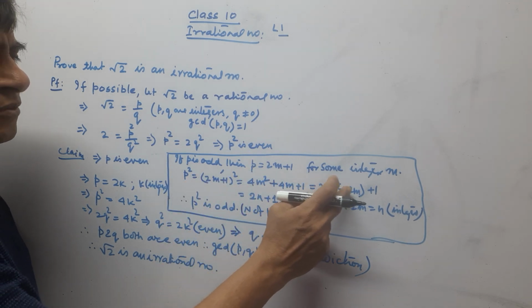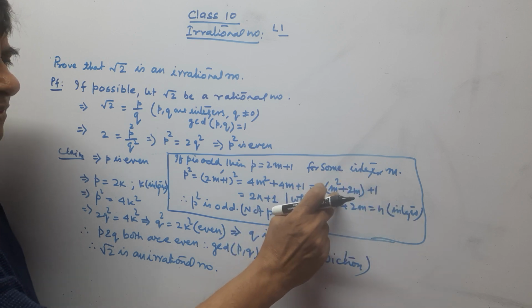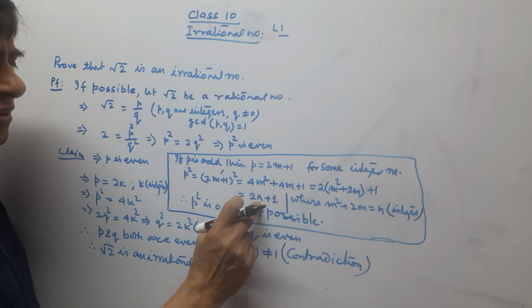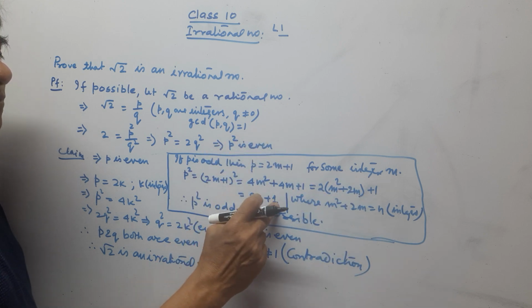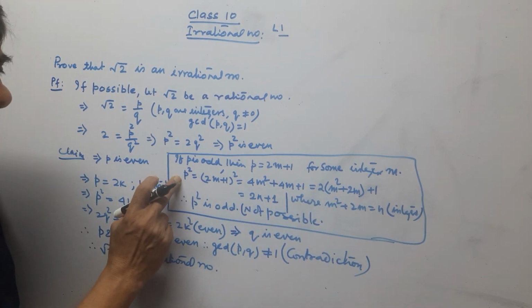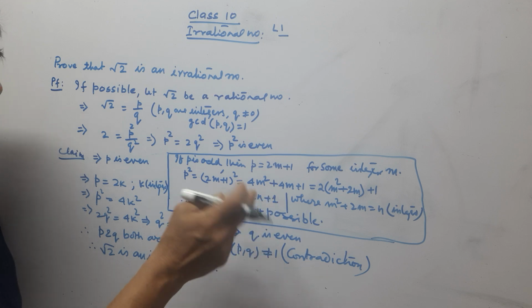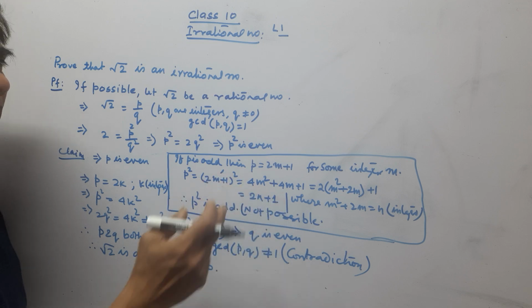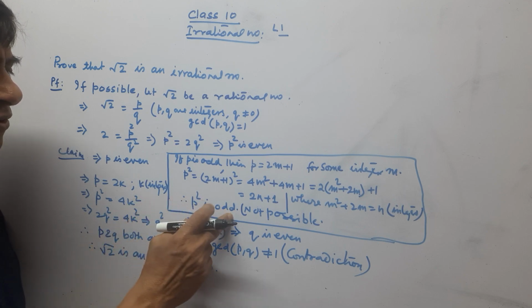Taking 2 common, 2(m square plus 2m) plus 1. See this form. Suppose m square plus 2m is equal to n. Then it is again in the form of 2n plus 1, where n is some integer. So p square is clearly odd. Divided by 2, it gives remainder 1, which means it is odd. So p square is odd.